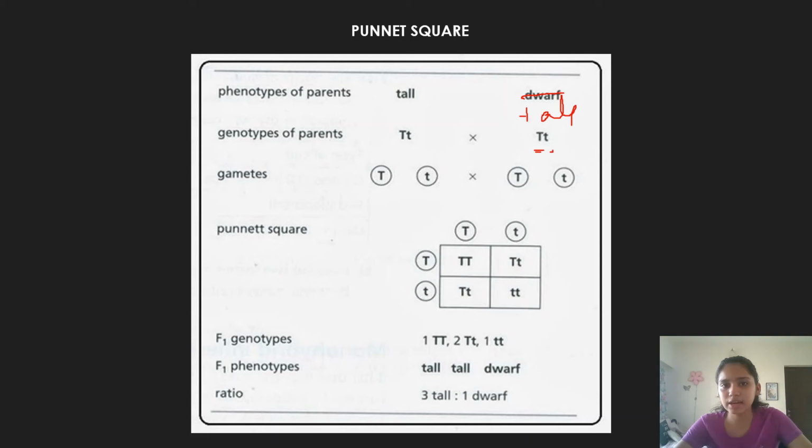Then you make this kind of square and you mix and match. So capital T gives T, T, capital. Capital T, small t gives one capital T, one small t. So you basically put them together and then you write down the different genotypes that you obtained. You've got one capital T T. You've got two of these, which is one capital, one small, and you've got one of only small. So you write them separately, and you write their phenotypes. So this has the dominant allele, so it's tall. This also has a dominant allele, so it's tall. This only has a recessive allele, so it is dwarf. And then you find out the ratio of tall to dwarf. So you have 2 plus 1, 3, so 3 tall, and 1 dwarf, so 3 is to 1. That is your ratio.